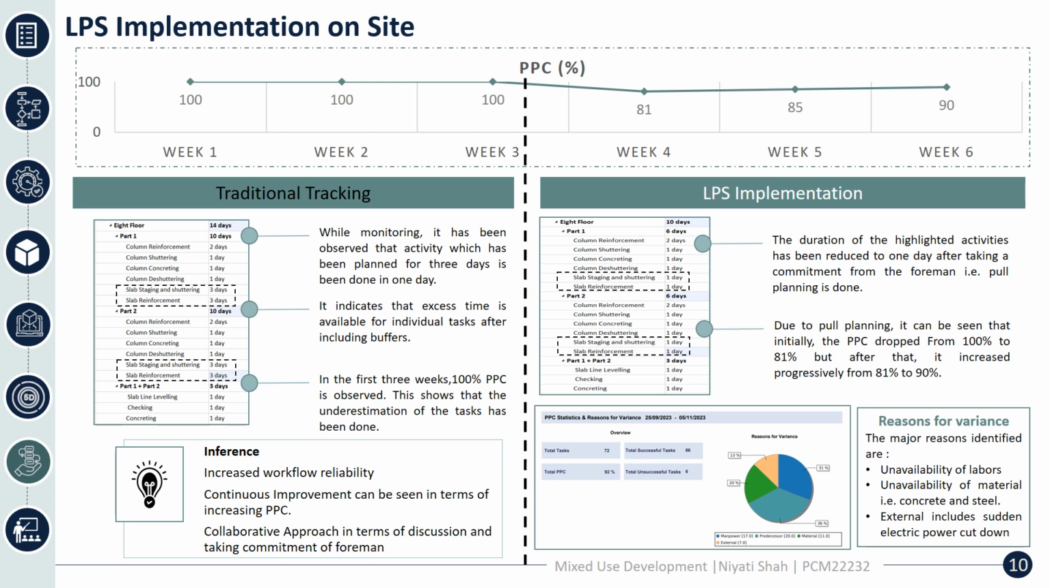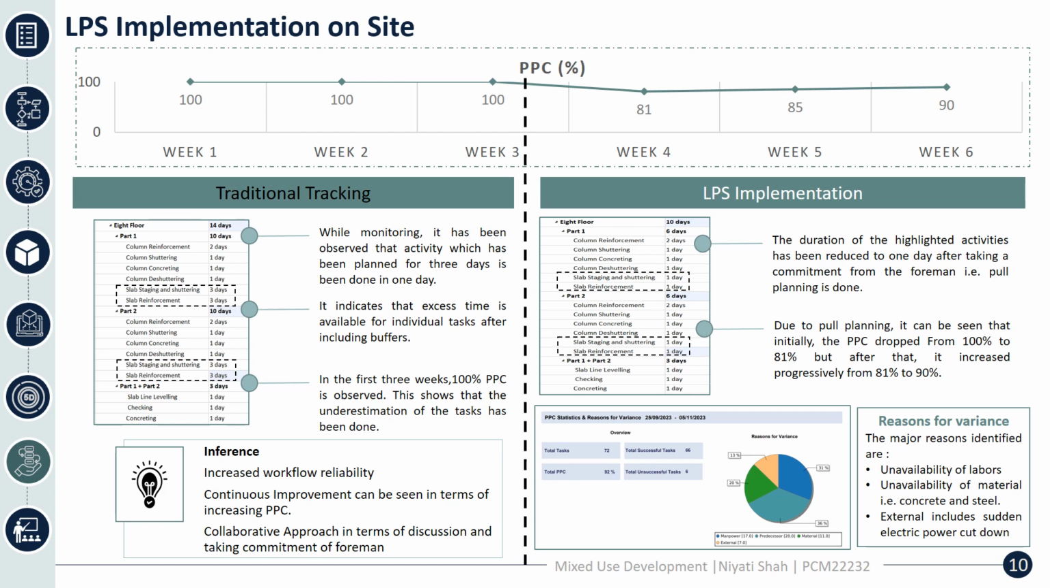After preparing the cycle of 10 days, we saw that PPC dropped from 100% to 81%, but progressively increased to 90%, which infers that workflow reliability has been increased because of the weekly commitments taken from the foreman. Continuous improvement can be seen in that PPC increased from 81% to 90%.